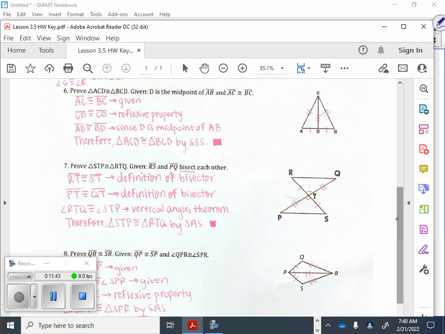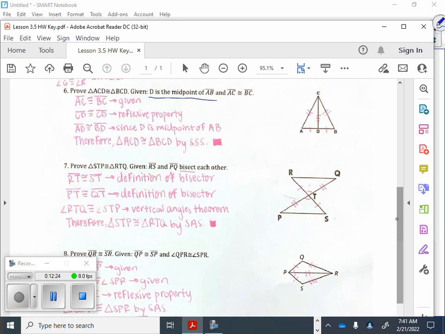Alright, so for number 6, you need to prove that the two triangles are congruent, and you're given that D is the midpoint of AB, and you're given that AC is congruent to BC. So first thing you need to do is list the givens. One thing I should have written down that I didn't is that D is the midpoint. That would have been a given. And then I was also given that sides AC and BC are congruent to each other. So if you can't do anything else in a proof, write down your givens, because you'll at least get a point or two for that. Literally just recopying down what was written.